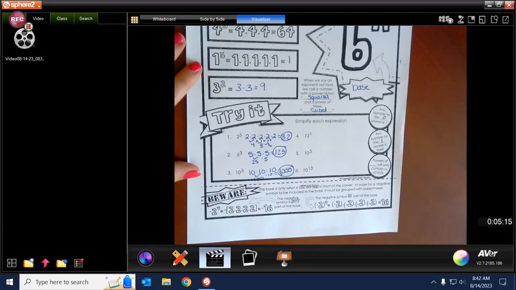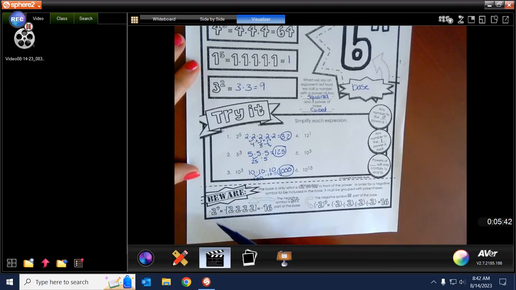Alrighty, and then the next thing I want you to do is just read through this, but essentially, if the negative number is not included in the parentheses, it's not part of the base, so it has to be applied after. It's like -1 times the base, but you have to do the exponent first, based on the order of operations. So this would be 2 to the 4th power, which is 16, and then times -1, which is -16.